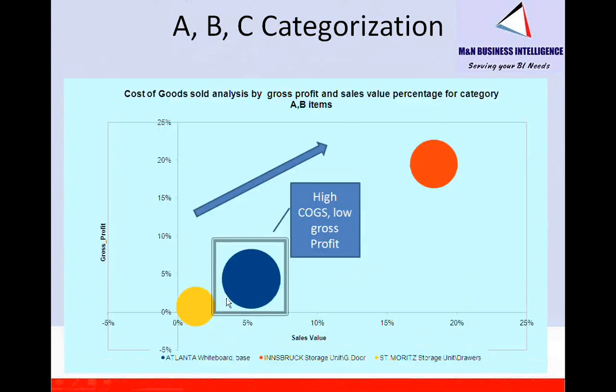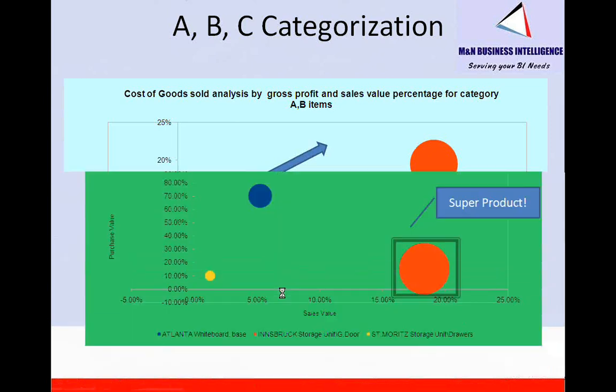Then I look at this item next. Here the width of the circle is denoting the cost of goods sold, and as the gross profit increases, the sales value should increase. So here you see that for this particular item, Atlanta whiteboard base, the cost of goods sold is particularly high. That means this has a high cost of goods sold, low gross profit, and low sales value.